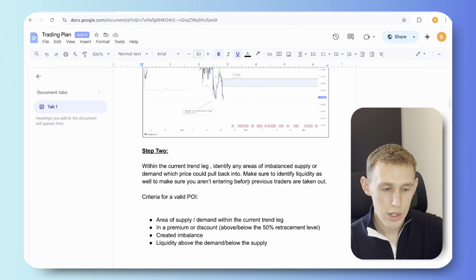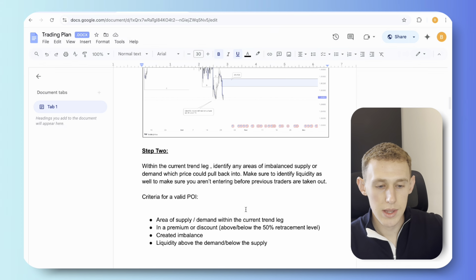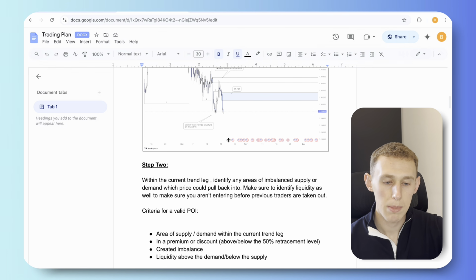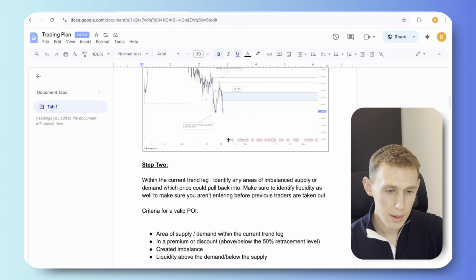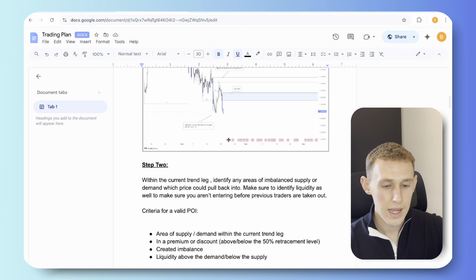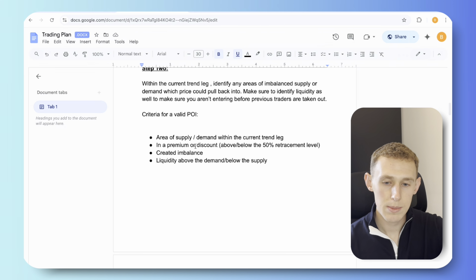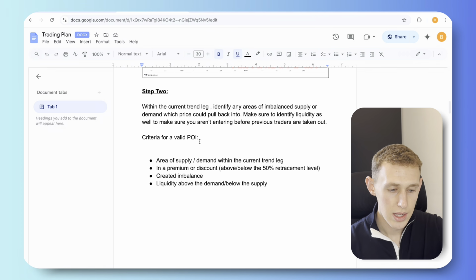And then step 2, this is when we're going down to some of the more intraday time frames, identifying any valid points of interest where we're actually going to be looking to buy or sell from. So looking within the current trend leg, we're going to identify any areas of imbalanced supply or demand which price could potentially pull back into. We're also making sure we're aware of any liquidity levels or areas of liquidity where price could potentially take out before then continuing that overall move. And typically before entering any trade, I want to see some previous people getting taken out of the market and for price to come up into one of those areas of supply slash demand.